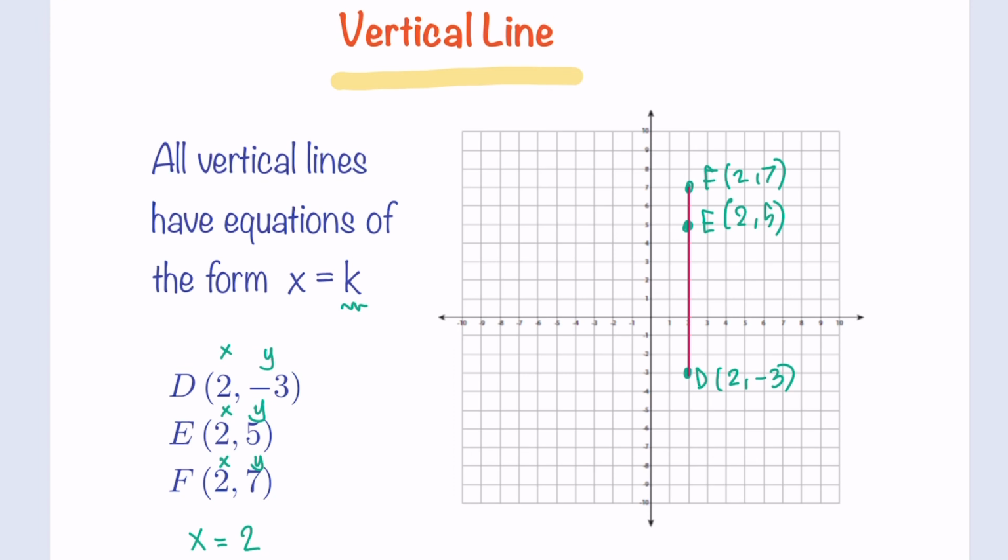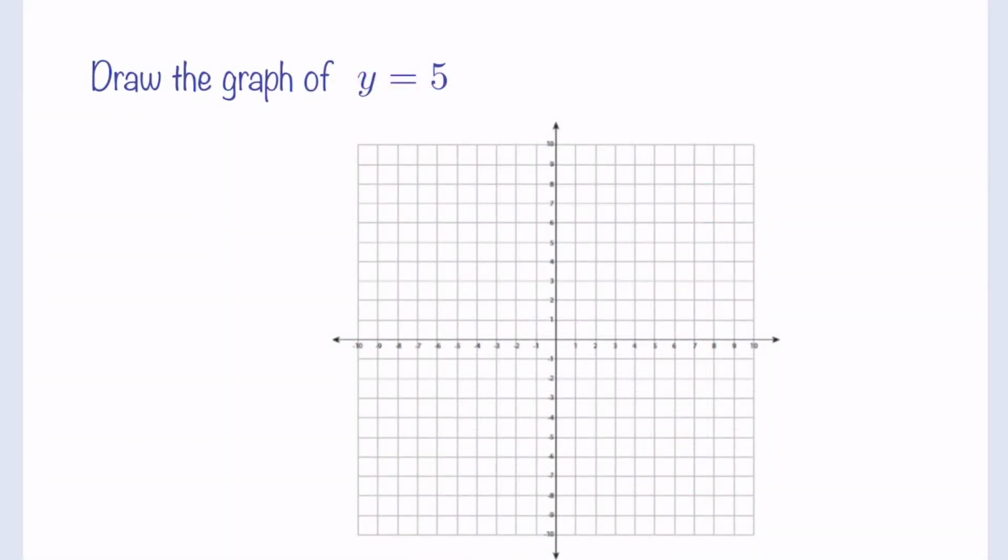It means that if I come up with more points and label them, say if I have point G, my x coordinate just has to be 2, and my y can be any number. It will still be part of this vertical line. So this vertical line will stretch downwards, and it'll also stretch upwards. So any point where it has the x coordinate of 2 and any y will be able to sit on this vertical line. Let's have a look at the practice question together. So here it says, draw the graph of y equals 5.